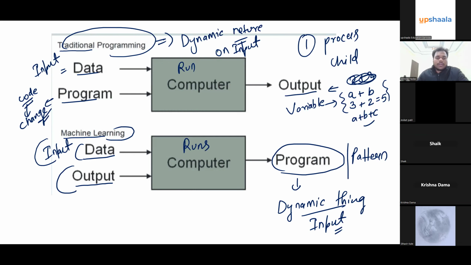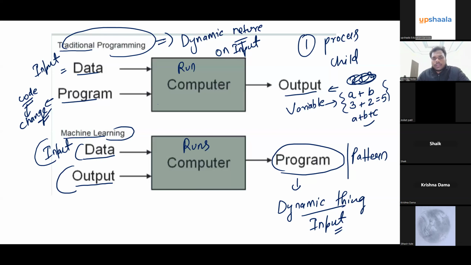That's why traditional programming was replaced because of machine learning. Any doubt till here? We have seen the difference between traditional programming and machine learning. Anyone? You can write in chat also, I will read it. If you have any kind of doubt you can write, or just write yes, so we can proceed ahead.